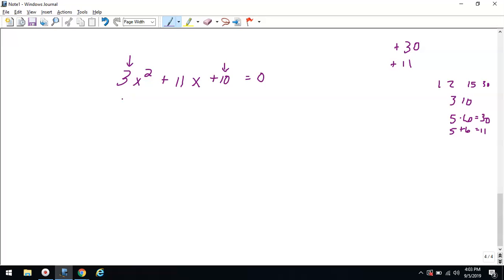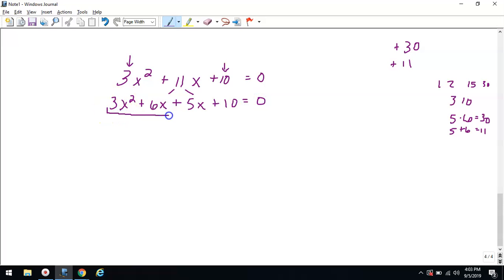So we have to factor this by grouping. So I'm going to change this to 3x squared plus, and I'm going to break the 11x into those two numbers. I'm going to start with the 6x because I know that 6 and 3 share a factor. It's going to be easier this way. Plus 5x plus 10 equals 0.